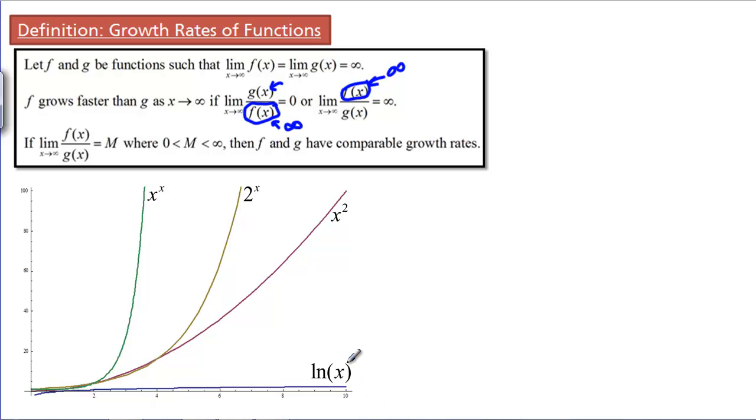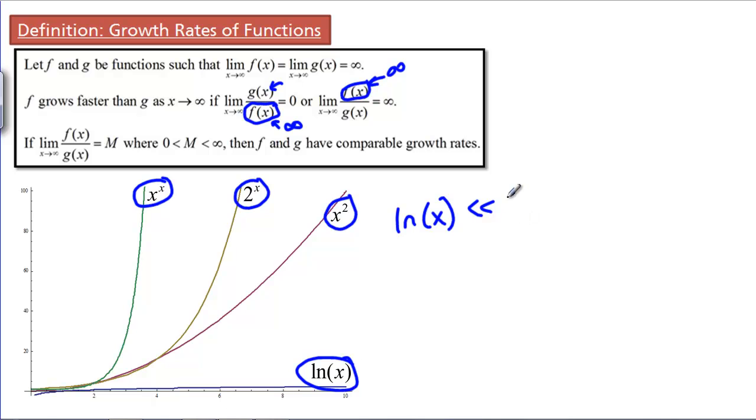So the natural log of x in comparison is really, really flat. Compared to x squared, which is up here, 2 to the x is even steeper, and x to the x is even steeper than that. So according to this picture, it appears that the natural log of x grows slower than x squared, which grows slower than 2 to the x, which grows slower than x to the x. These double inequalities mean growth slower than.